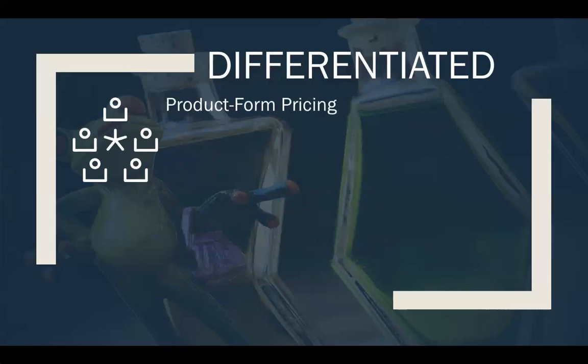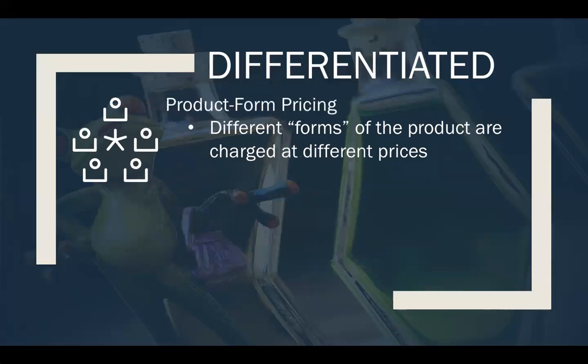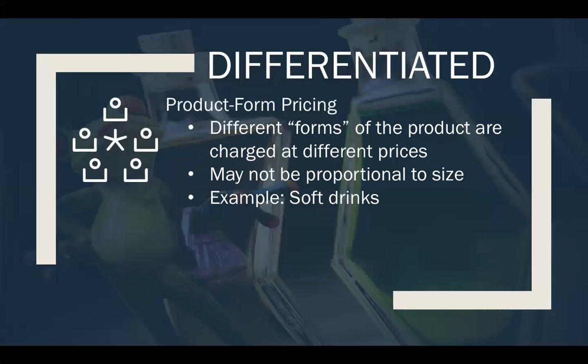Product form pricing is interesting. These are different forms of the product that are charged at different prices. And it may also not be proportional to the size of the thing. For example, think about soft drinks. You might pay $4.99 for a small at the movie theater, $5.99 for a medium, and $6.99 for a large. But the large is twice as big as the small, but it doesn't cost twice as much.